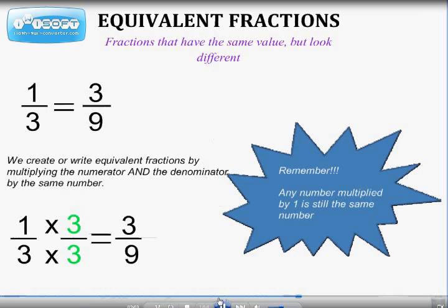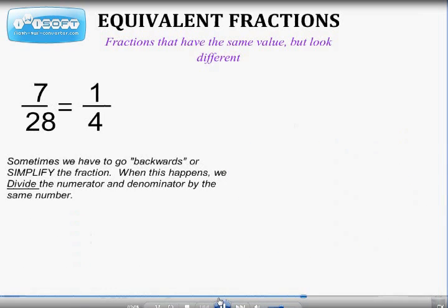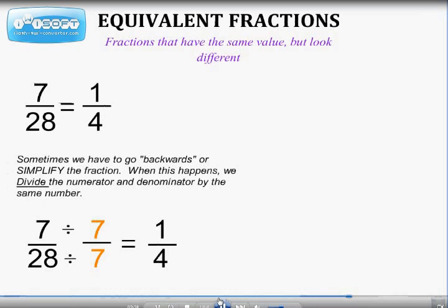We also have to be careful, because sometimes we go backwards or simplify the fraction. So I'm saying 7/28 is equal to 1/4. When this happens, we divide the numerator and denominator by the same number. So to go from 28 to 4 and 7 to 1, I divided both the numerator and the denominator by 7. So I have 7 divided by 7, 28 divided by 7 is equal to 1/4. That's all you have to do. Keep those rules in mind.